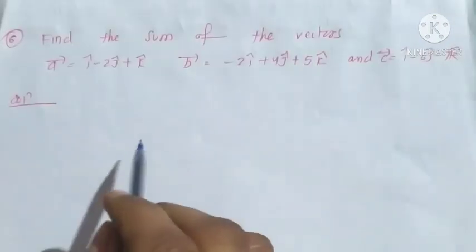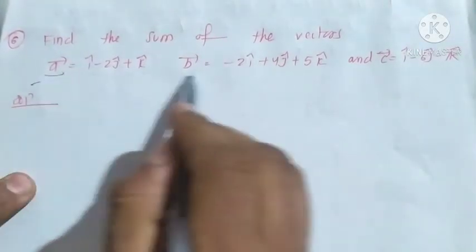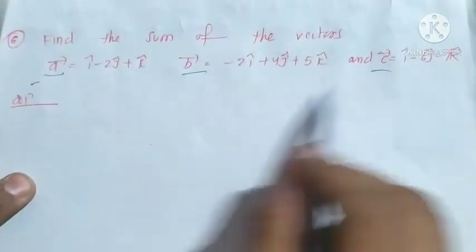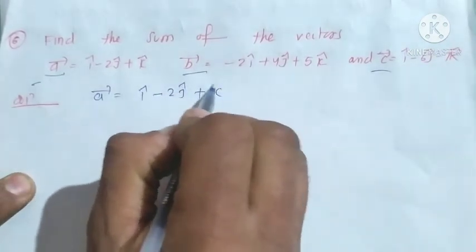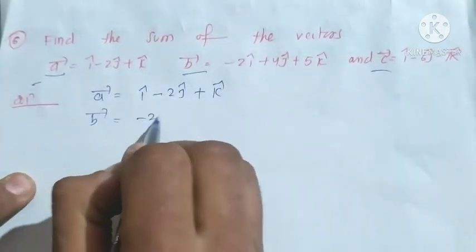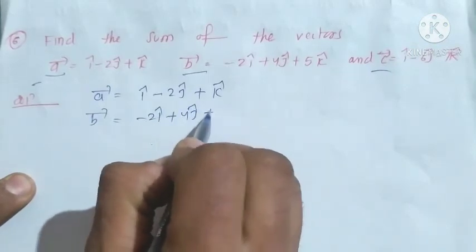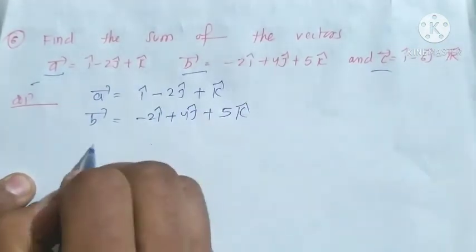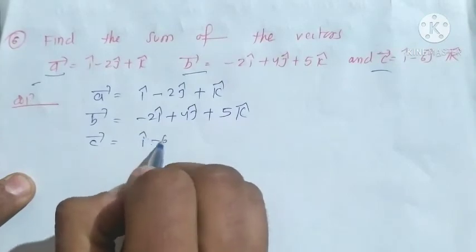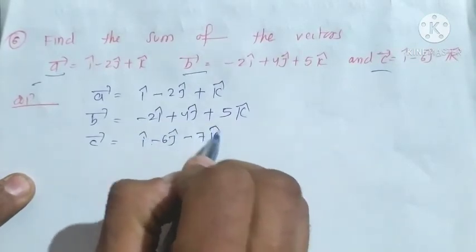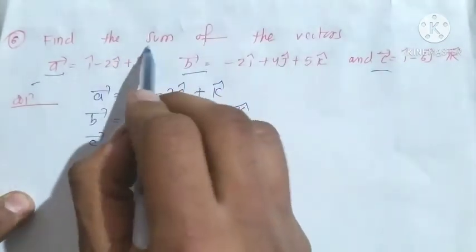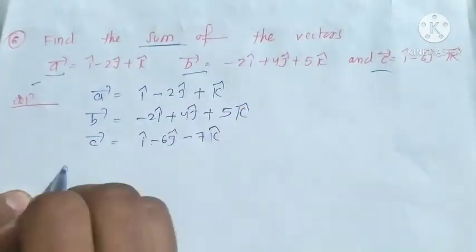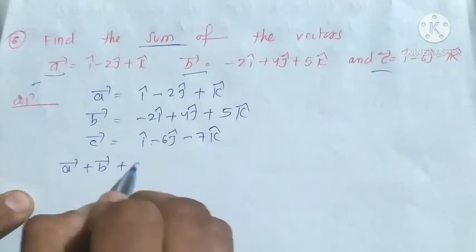Our next question is: find the sum of the vectors A, B and C. There are 3 vectors given here. Firstly we write all these 3 vectors: A is i plus 2j plus k, B is equal to -2i plus 4j plus 5k, and vector C is i minus 6j minus 7k. Now we have to find the sum of all these 3 vectors, A plus B plus C.